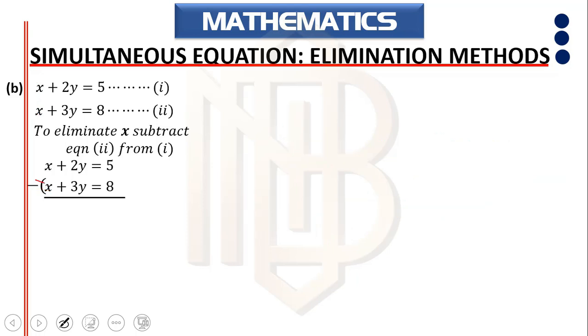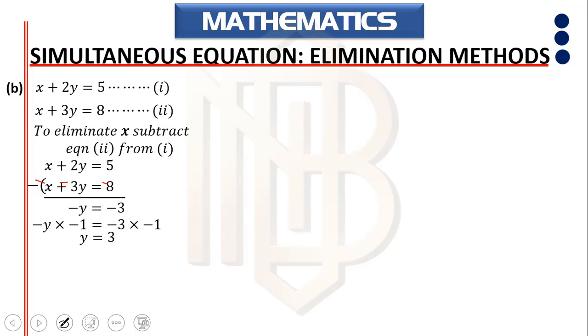So this place will become minus. This place, minus times plus, will become minus 2, and this place will become minus 3y. That will give us the next value, because 5 minus 8 will give us minus 3, and 2y minus 3y will give us minus y. If we multiply through by minus 1, we have our y to be equal to 3.